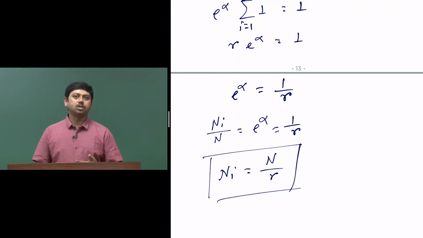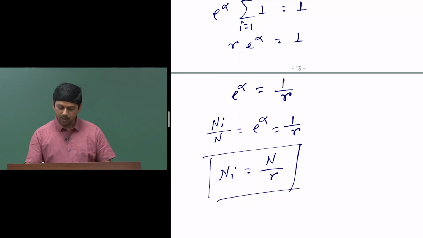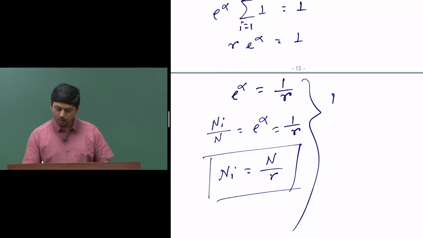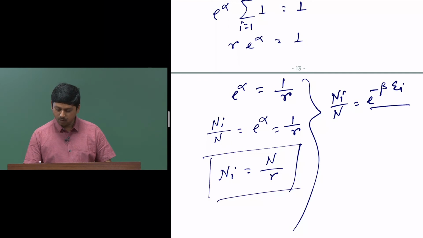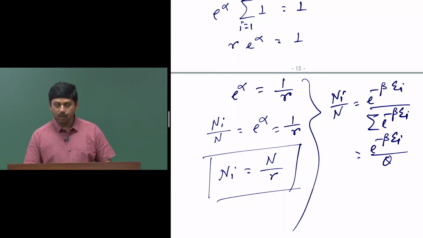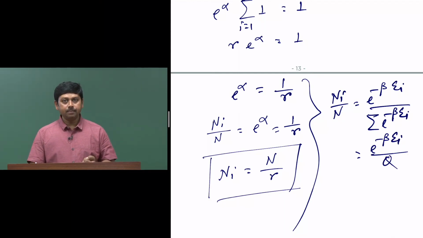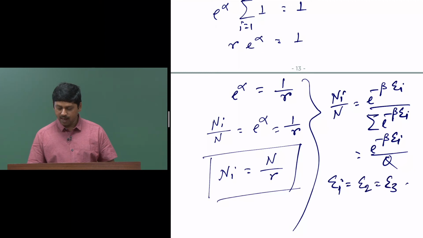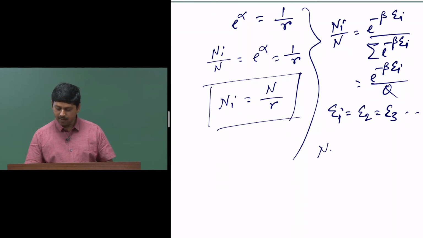And we have seen that from exponential distribution, if the populations are equal, it will again go back to that. So, we can show that as well. You know that for a Boltzmann distribution, ni by n is e to the power minus beta e i by sum over e to the power minus beta e i, or e to the power minus beta e i by q, that we know, right. Now, if all the e's are same, let us say e i is equal to e 1 is equal to e 2 is equal to e 3 and things like that, then you know that ni by n will be simply e to the power minus beta e by sum over e to the power minus beta e i, i goes from 1 to r.